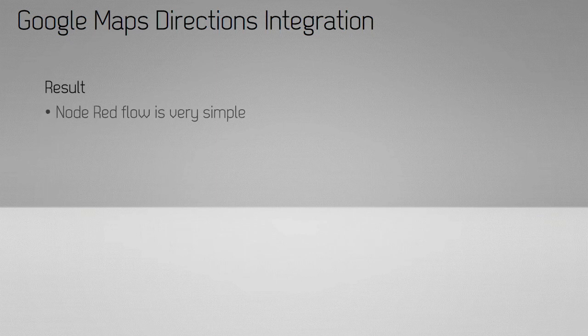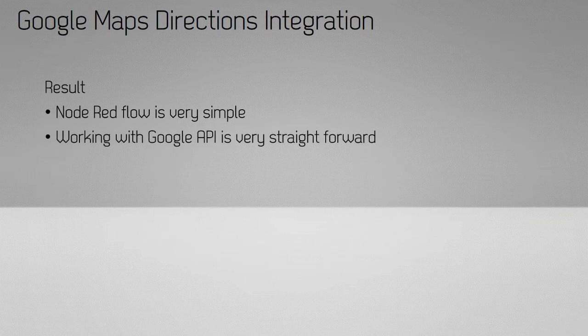For me, the end result of this video is that using Node-RED flows to set up an integration like this is really, really simple. Working with Google API is again very straightforward, and the information which is provided by Google is also very self-explanatory. Integrating these two services, while integrating Node-RED with the phone using Tasker with some HTTP request is also very simple, and using the text-to-speech functionality within Tasker and the Android phone is again very easy to access.